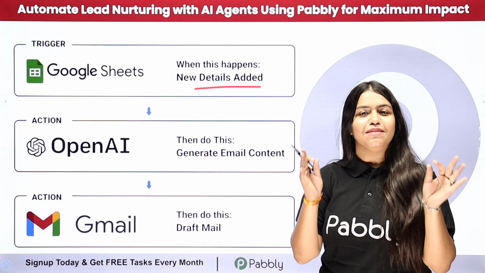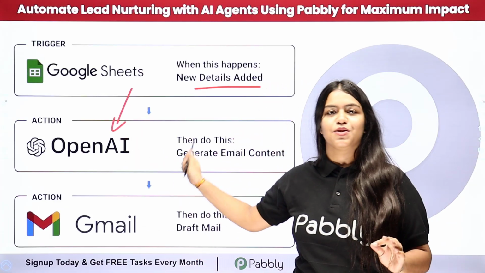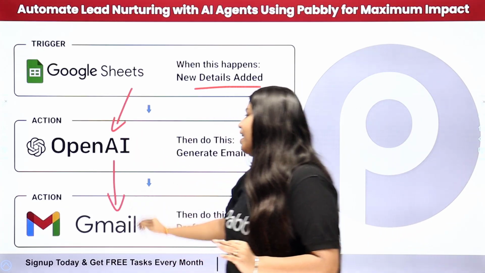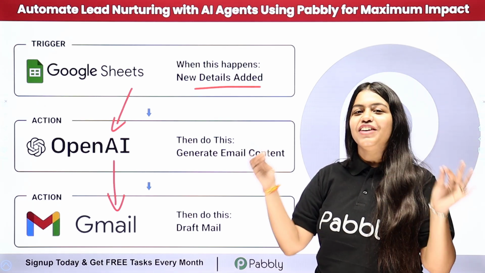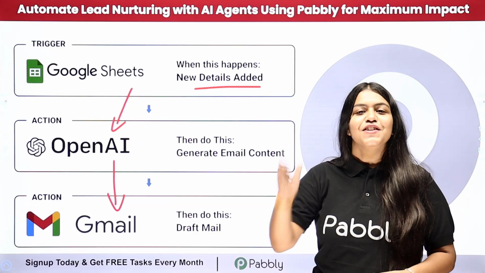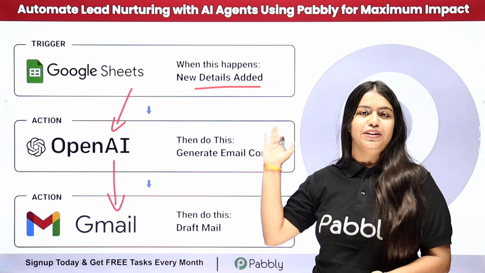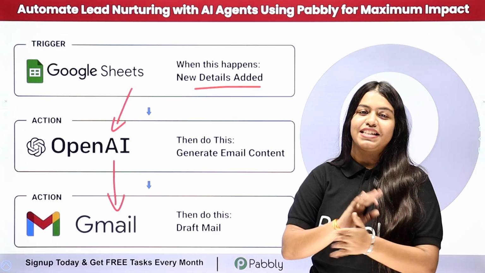So to do this, we are simply going to create a connection between Google Sheets, my AI agent, which is OpenAI, and then Gmail. And to create this connection without knowing any programming or coding language, we are going to use Pabbly Connect. It is an amazing automation software. So do you also want to create this automation or this connection for your business? Then for that you have to come with me towards my screen.